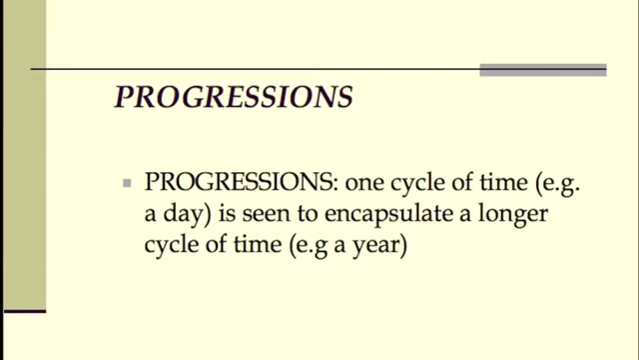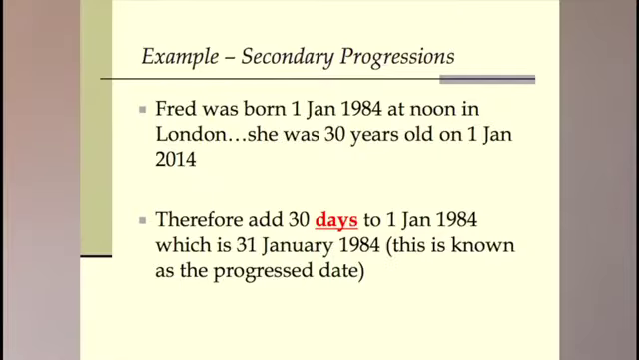But with progressions, which I'm going to start with, what we say is that one cycle of time, i.e. a day, is seen to encapsulate a longer cycle of time, e.g. a year. And secondary progressions are that. A day equals a year. So if you were calculating secondary progressions by hand, and were interested in the 30th year, you would count 30 days on from when the person was born.